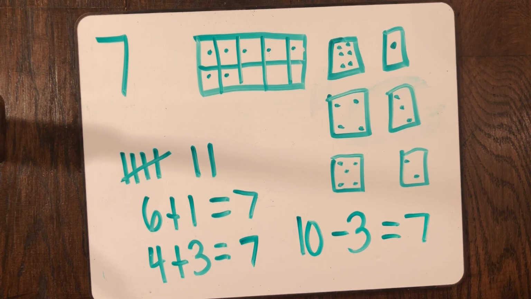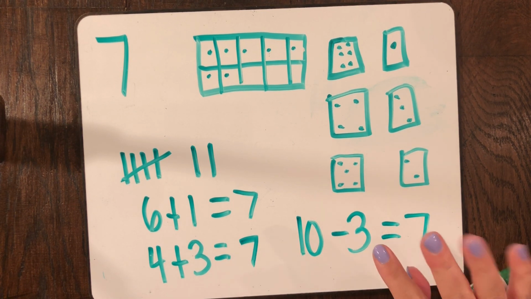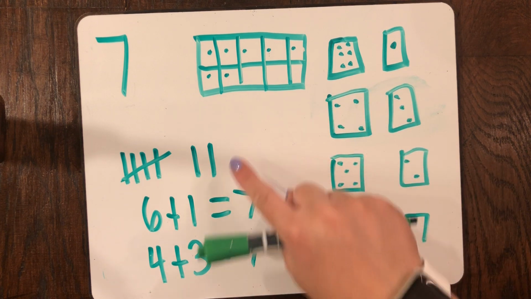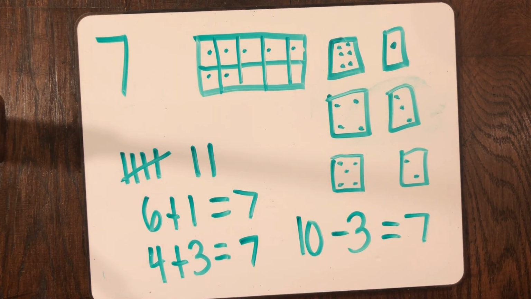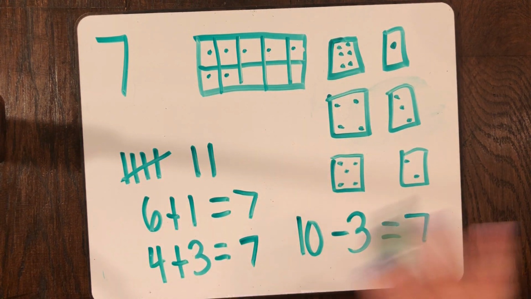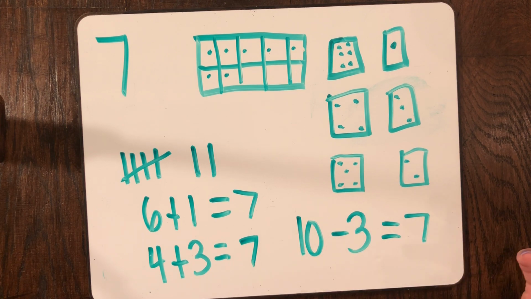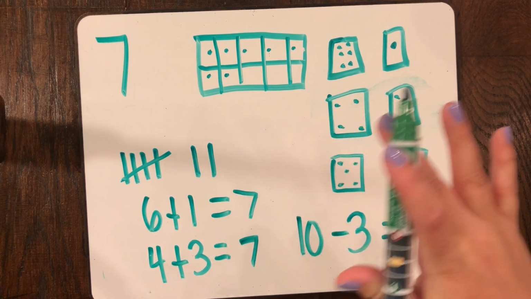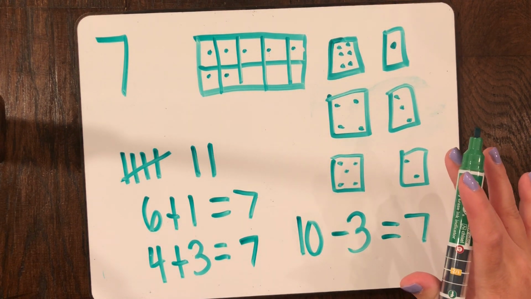So now on my board, I have done some different things. I've done a tens frame, some dice, tallies, number sentences, and these are just a couple options I have to represent the number 7. So this is not all the ways I could do it. There are lots more ways, but these are the ways I chose. This is my board. It's nice and neat, and I represented 7 in as many ways as I could.